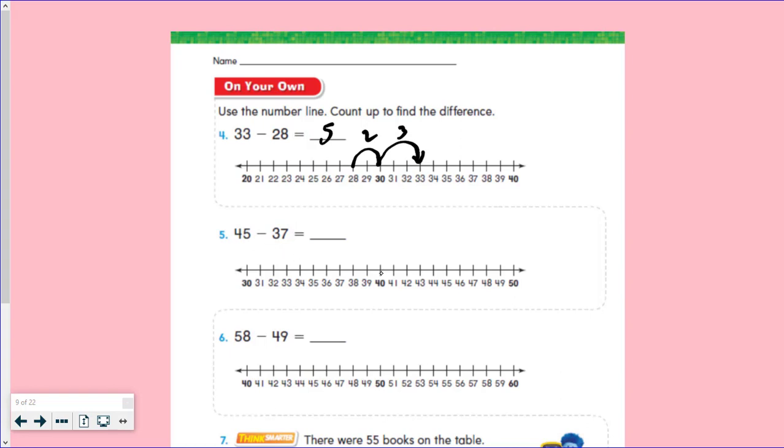Let's see, 45 minus 37. So I'm going to go from 37. I'm going to hop to 40. And then I'm going to hop to 45. So hop to 40. That's 3. And then hop to 45. That's 5. 3 and 5 is 8.